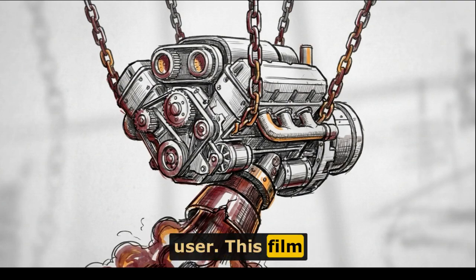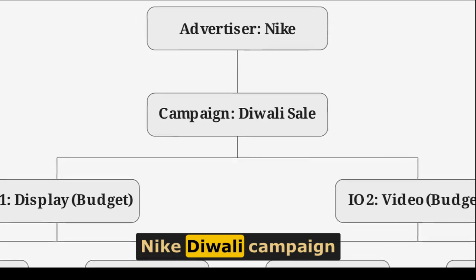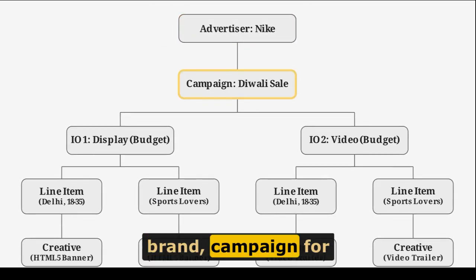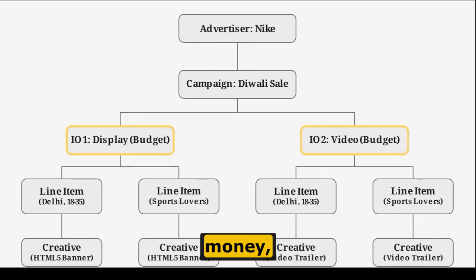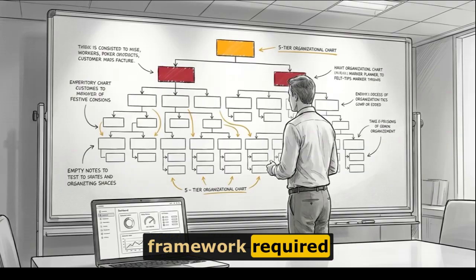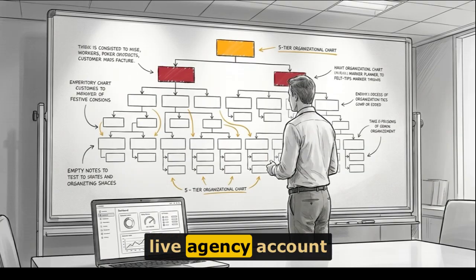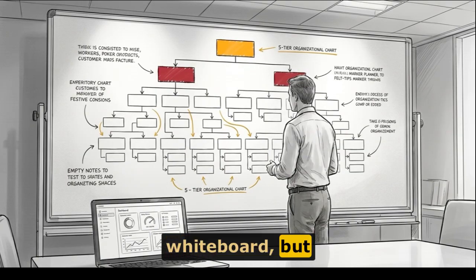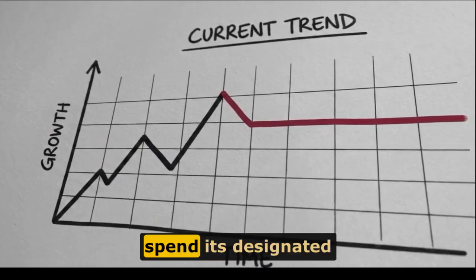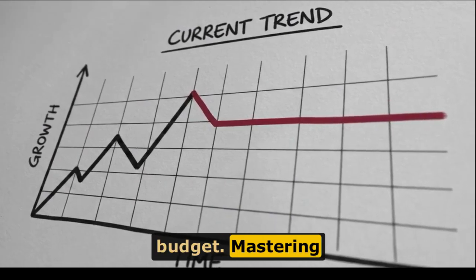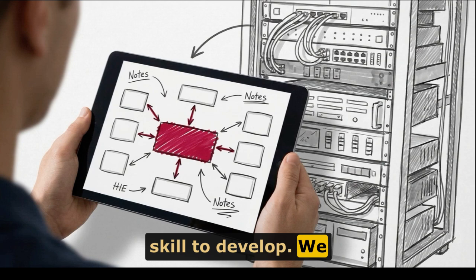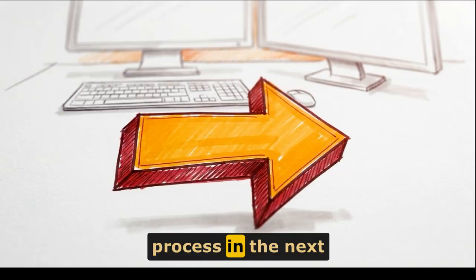user. This flowchart displays the fully structured Nike Diwali campaign architecture from top to bottom: advertiser for the brand, campaign for the goal, I/O for the money, line item for the target, and creative for the ad. You now have the framework required to map out a campaign inside a live agency account or on a whiteboard. But building the architecture is only phase 1. Eventually, a live campaign will fail to spend its designated budget. Mastering the 5 steps to troubleshoot a failing line item is the next skill to develop. We will cover that diagnostic process in the next tutorial.